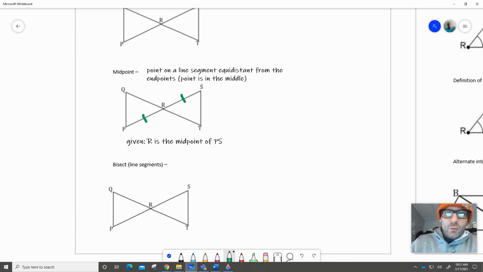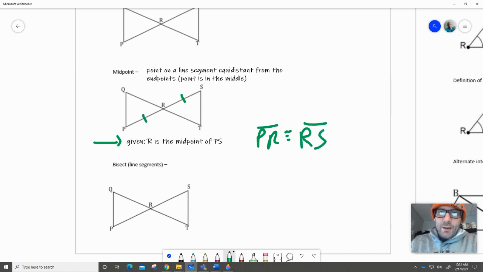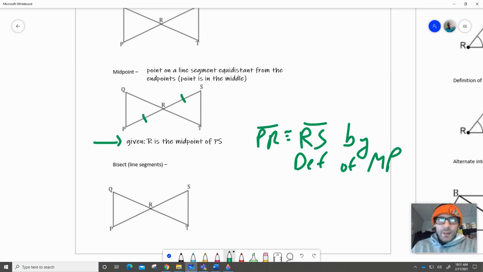In context of that, given this information, we could say segment PR is congruent to segment RS by the definition of midpoint. They tell us that R is a midpoint, so PR is congruent to RS because that's what a midpoint does.